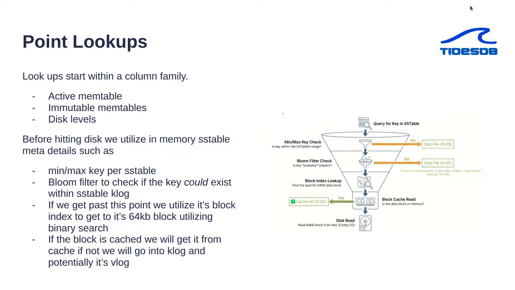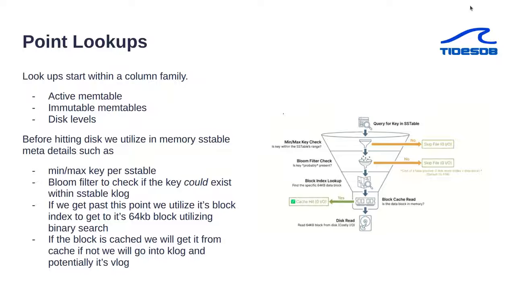And if we get past those 2 points, then we're gonna utilize the block index, which is gonna give us an O(log n) binary search to that specific block, the 64 KB block within the SS table, and narrows down our search. And then we have an O(K) scan within the klog block to find the exact key.